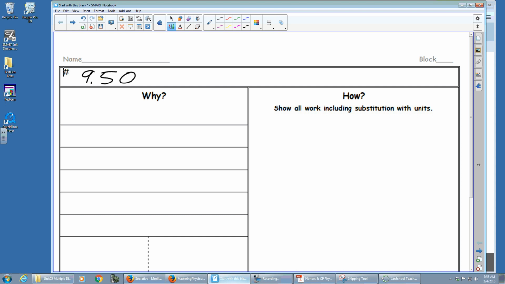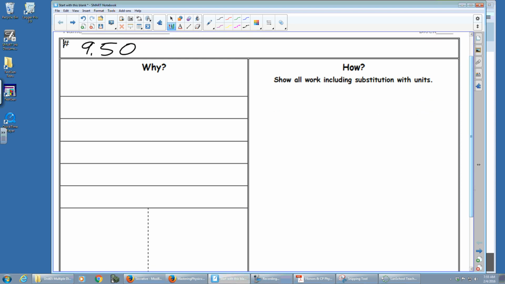9.50. What does the path of a satellite look like? Like a circle. That's what orbit is. A lot of orbits are ellipses, but we'll consider that all orbits are circles just to make life easier. So that's what I would put right away: the satellite travels in a circle.